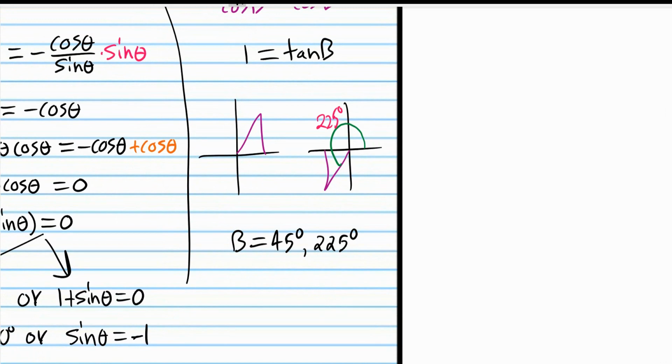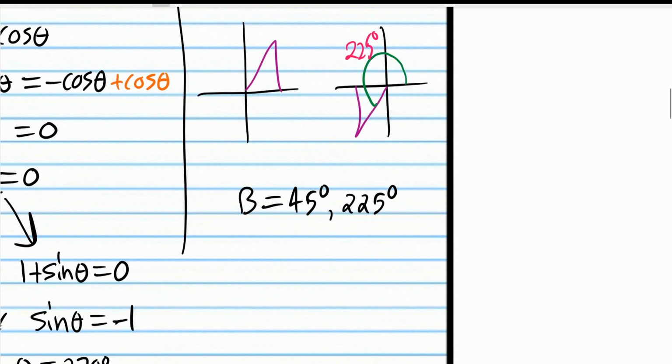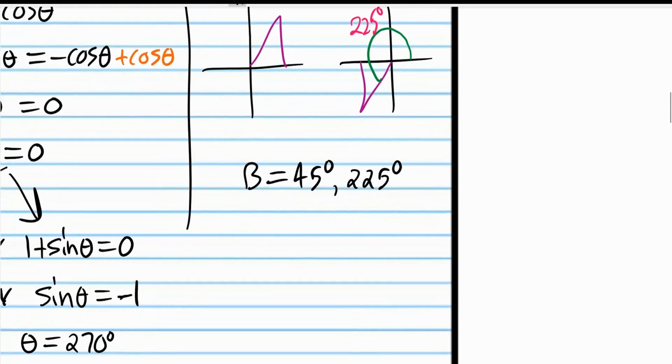But this problem is asking us for all of the solutions. So now this is another situation where you can write two equations. You can write 45 plus 360n and 225 plus 360n. That's correct. There's nothing wrong with that. If you wrote 45 plus 360 and 225 plus 360, that's correct. But I just want you to be aware that you're not going to see that answer in textbooks.